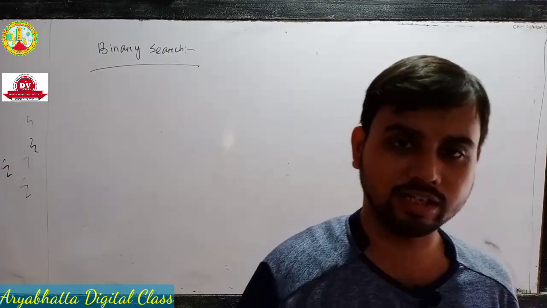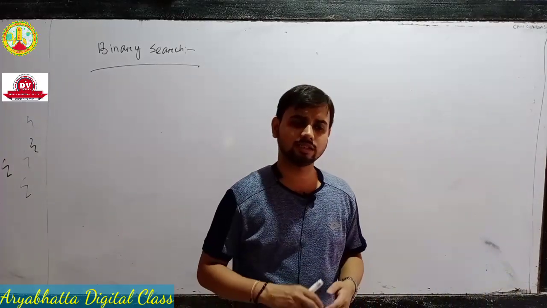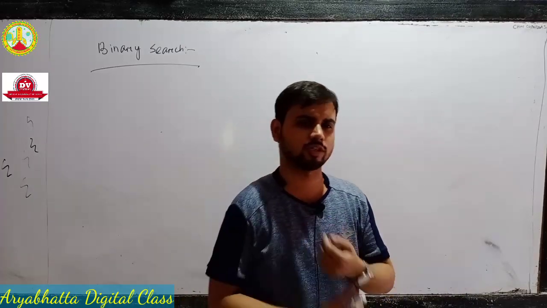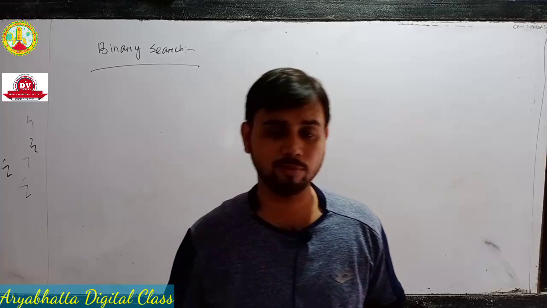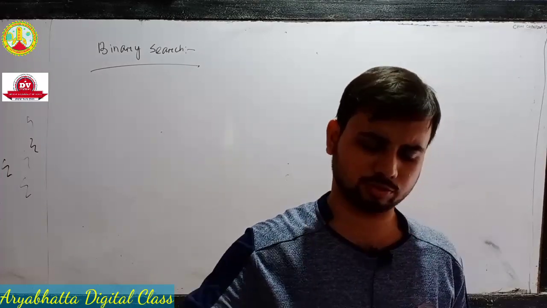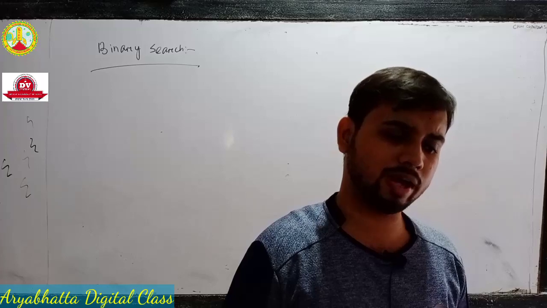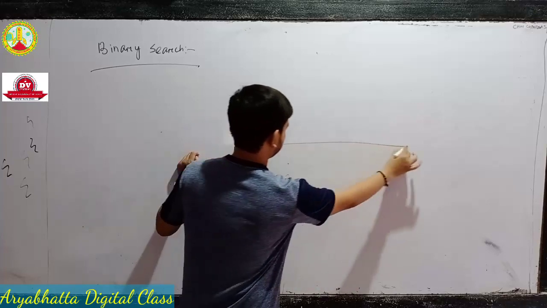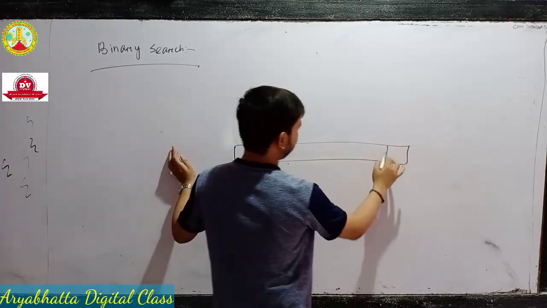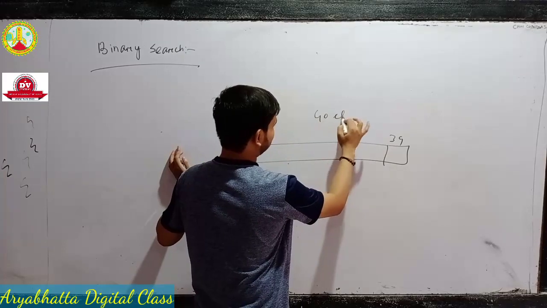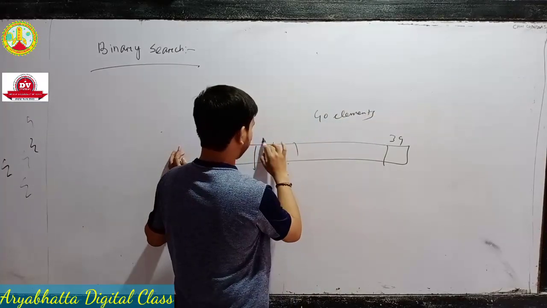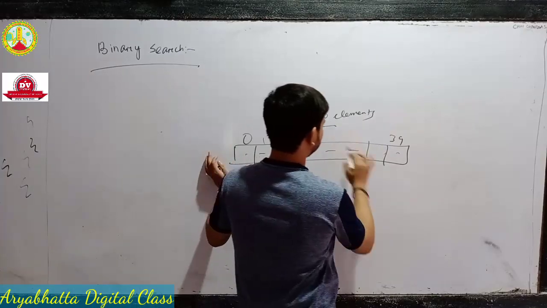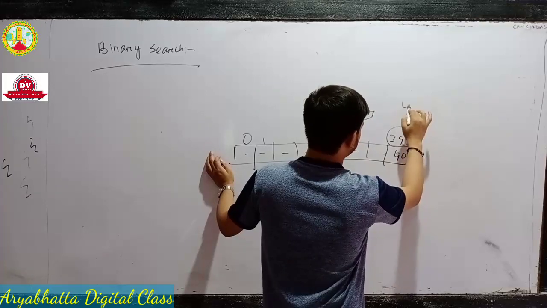If in linear search there is a very big array, suppose 0 to 39, that means 40 elements, and you have to compare each one. Suppose this is an array, your starting index is 0 and ending index is 39, meaning 40 elements will be in the array.